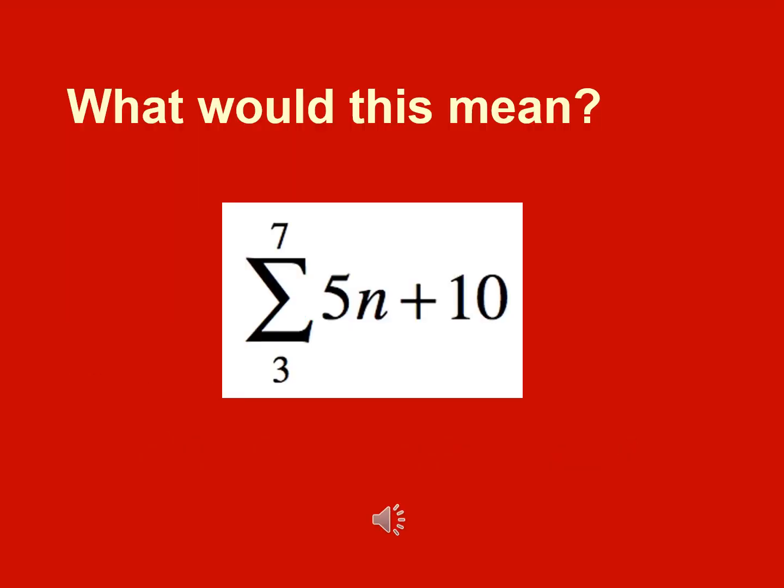So here you have a symbol. We have a 3 at the bottom, a 7 at the top, and then 5n plus 10. I want you to pause the video for a second and think, what would this mean that you have to add up?